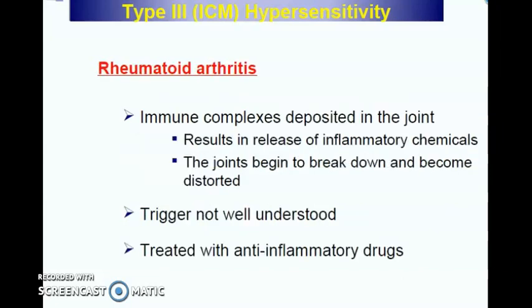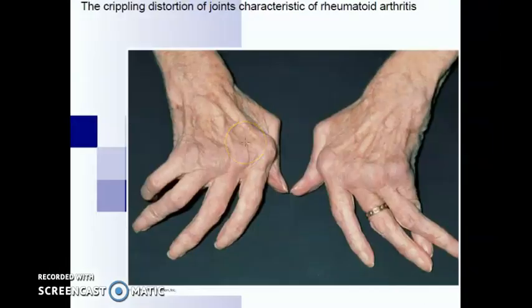Next one is rheumatoid arthritis. In this, the immune complexes are deposited in the joint and result in release of inflammatory chemicals. The joint begins to break down and become distorted. It's treated with anti-inflammatory drugs. This image shows the crippling distortion of joints. It's a characteristic feature of rheumatoid arthritis.